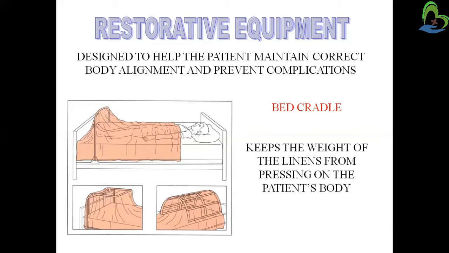The first device is the bed cradle. What is the bed cradle? It is shown in the figure, and we already discussed it among the comfort devices. A bed cradle is applied to the patient for maintaining body position, promoting comfort and preventing pain. It keeps the weight of the bed linen from pressing on the patient's body. So it is for the patient's body alignment.